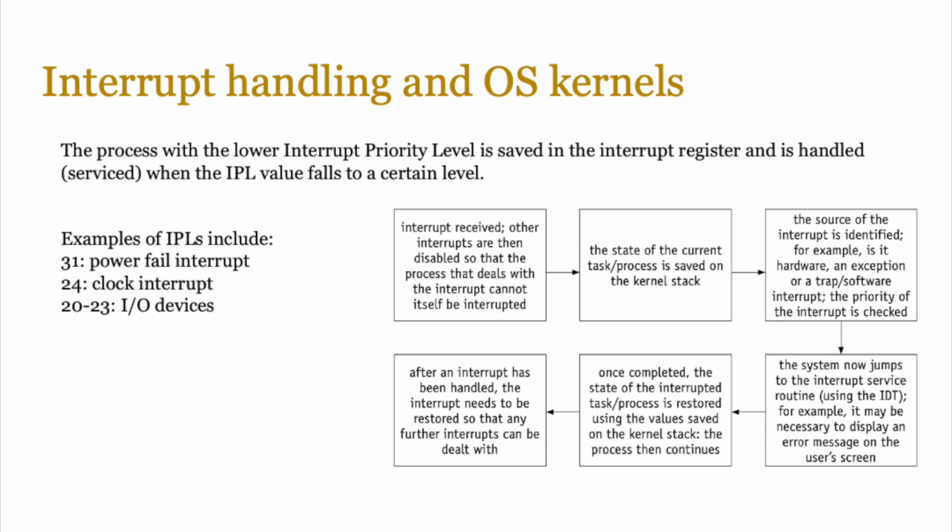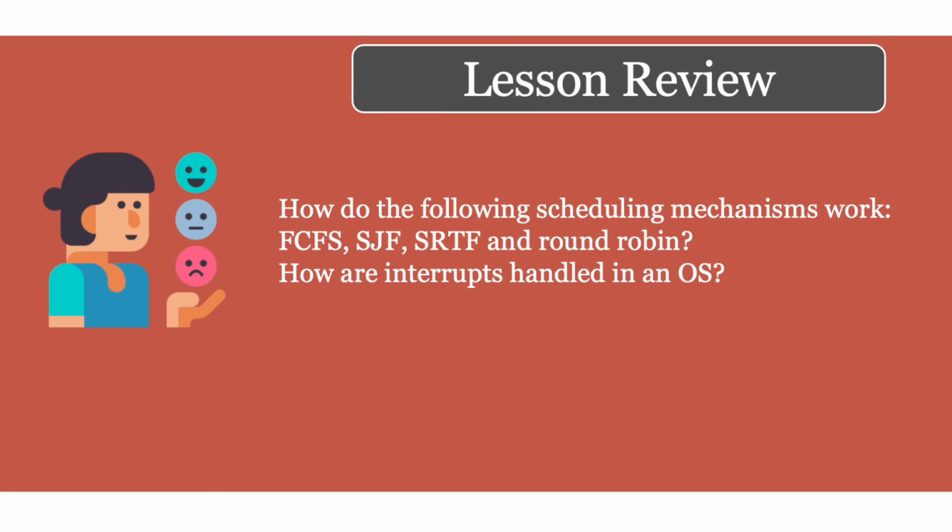Now, after an interrupt has been handled, you need to enable those interrupts again so you can get future interrupts. Remember, we disabled them in step 1. And that's all you need to know about interrupts and OS kernels. That brings us to the end of this particular lesson.